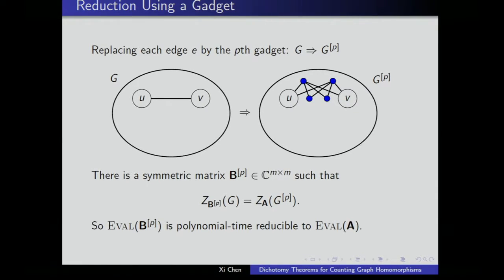And such an equation would give us automatically a polynomial time reduction from matrix B bracket P to A, because whenever I have a graph G that comes in and I want to compute this, I can just do this replacement, get a new graph G bracket P, and ask for the partition function of G bracket P under A. It's not go. It's only this way.